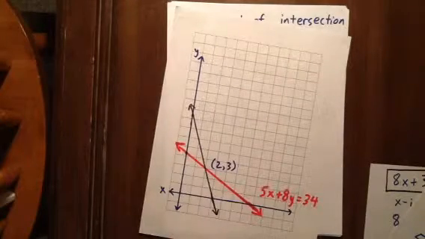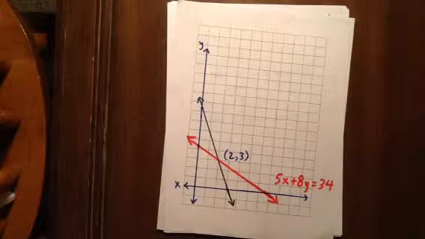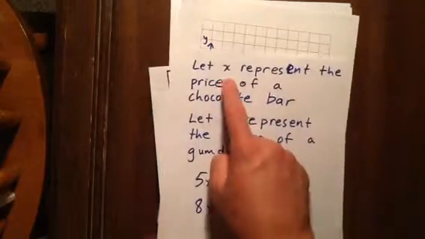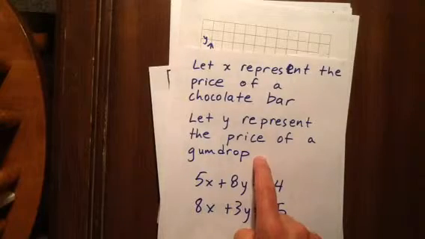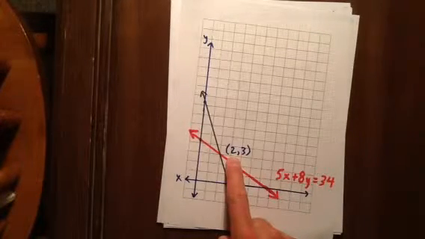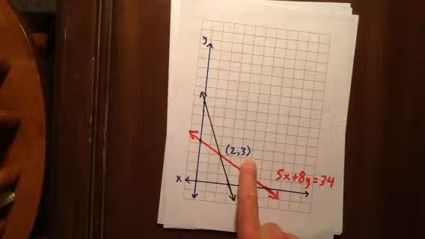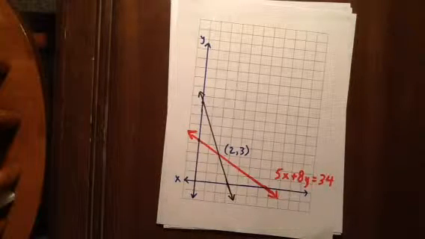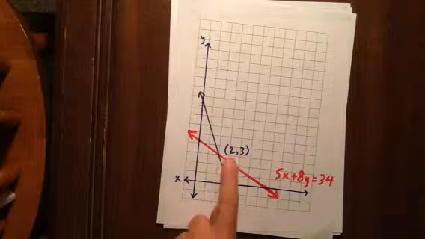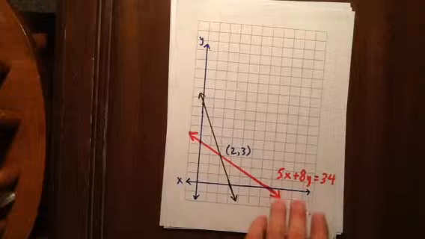Now you might ask yourself, well, what's the significance of the point (2, 3)? Well, if you remember, in the same solution, we said, let x represent the price of a chocolate bar, and let y represent the price of a gumdrop. Well, what that means is that x is 2, so the price of a chocolate bar is $2. y is 3, so the price of a gumdrop is $3. And what we're saying is that both equations are satisfied if x is 2, a chocolate bar is $2, and y is 3, a gumdrop is $3.